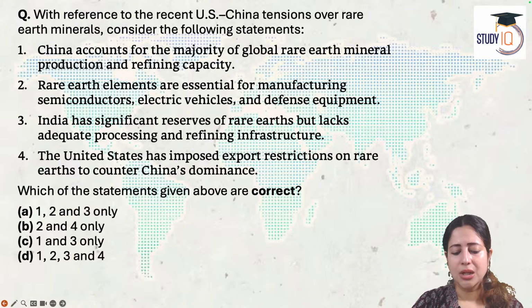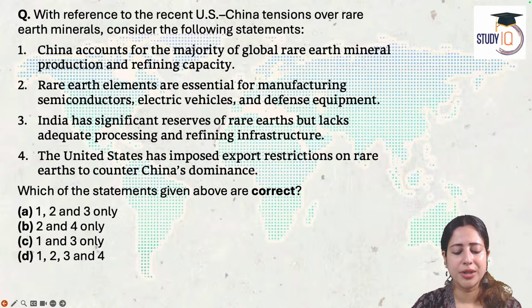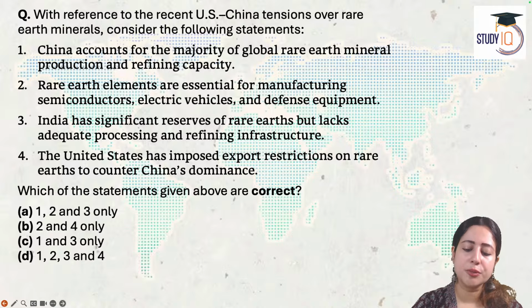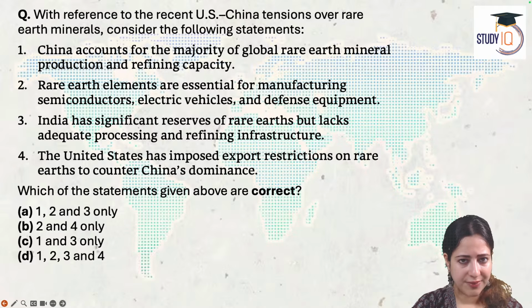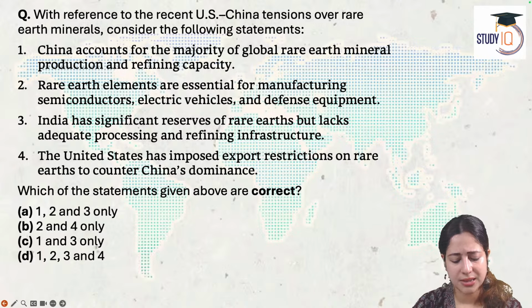Quickly, the last question. With reference to recent US-China tensions over rare earth material, look at the following questions. One, China accounts for majority of global REM production and refining, 70 and 90%, we know that. Two, rare earth elements are important for manufacturing semiconductors, electric vehicles, and defense equipment. Three, India has a huge reserve of rare earth but lacks adequate processing and refining infrastructure. And four, US has imposed export restrictions on rare earths to counter China's dominance. Okay, which of these are correct?